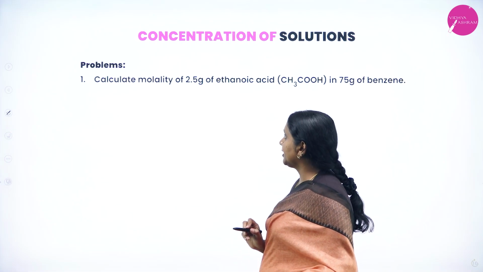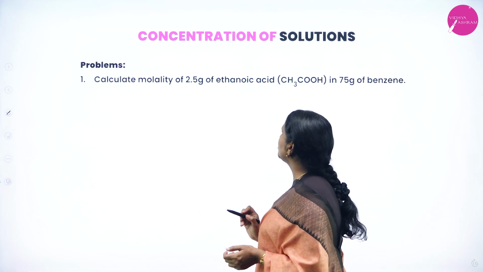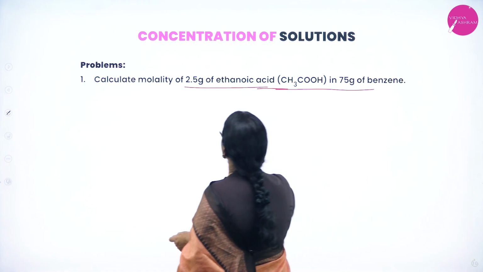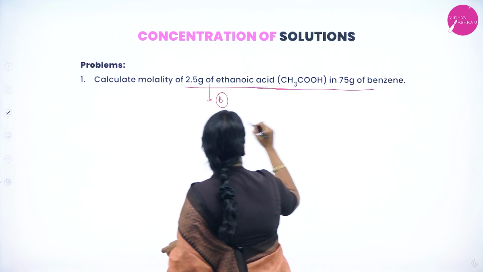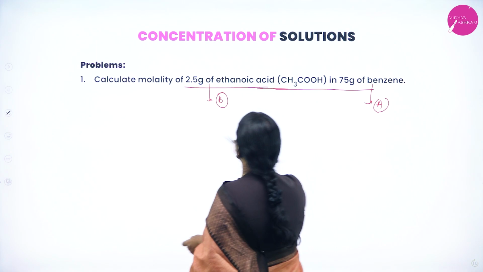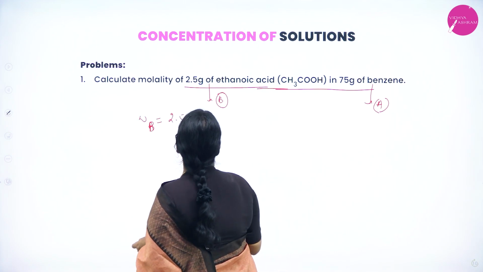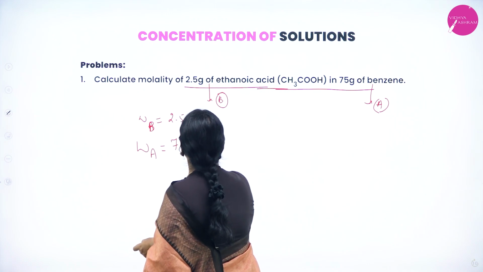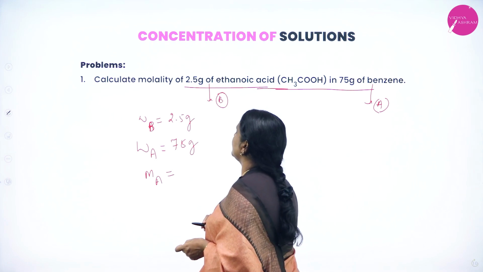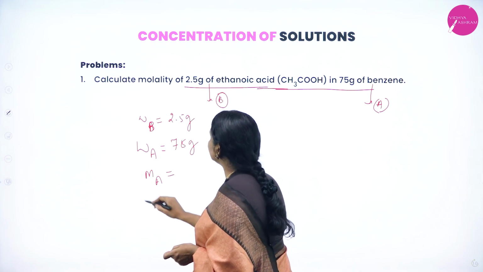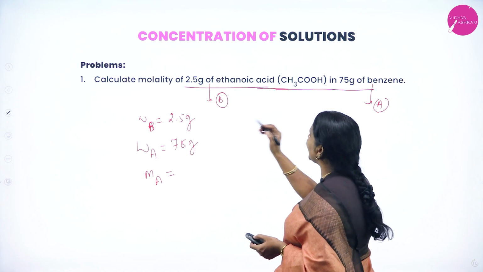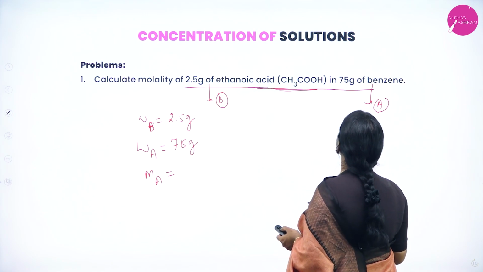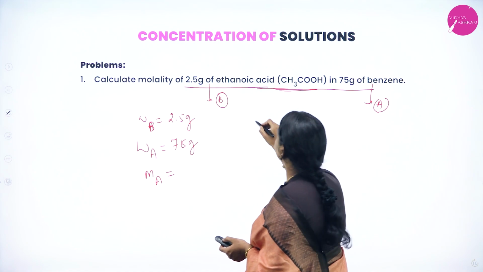This is molality. Okay, you have to calculate the molality of 2.5 gram of ethanoic acid in 75 gram of benzene. Here ethanoic acid is the solute, therefore B, and benzene is the solvent, taken as A. So WB is 2.5 gram, WA is 75 gram. Ethanoic acid means acetic acid.